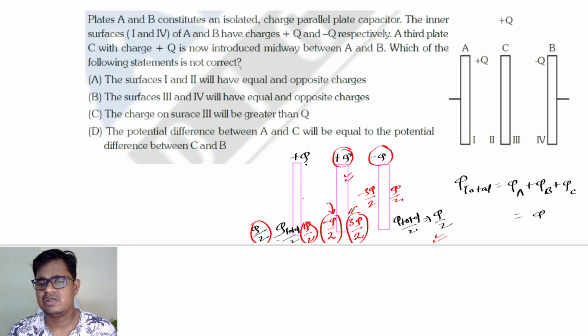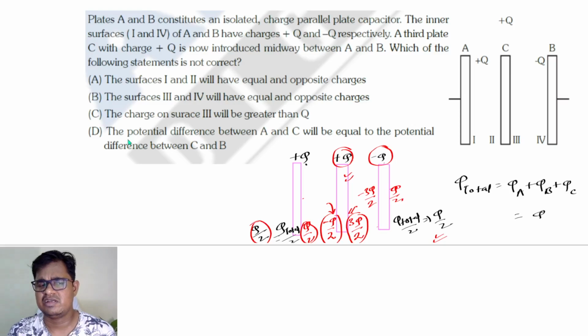So we have to choose the incorrect option. The surface 1 and 2 will have equal and opposite charge. So surface 1 and 2, yes, they will have equal and opposite charge, Q by 2 and minus Q by 2. So this option is correct. The surface 3 and 4 will have equal and opposite charge. So 3 and 4, that is also correct. The charge on surface 3 will be greater than Q. So surface 3 is greater than Q. That is also correct. So A, B, C are correct. That means option D must be wrong.